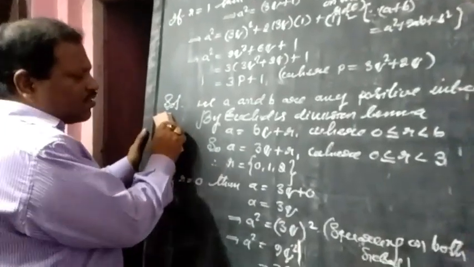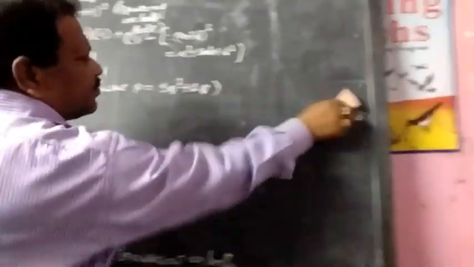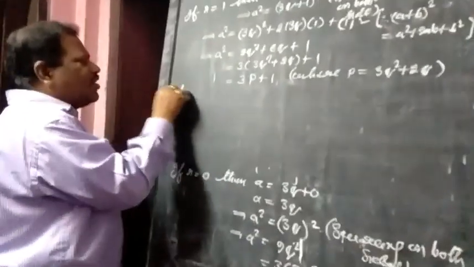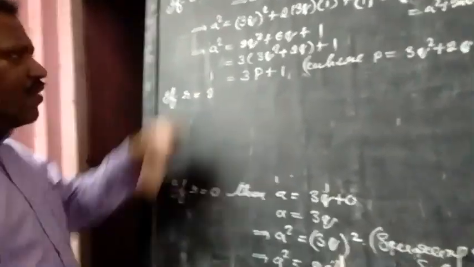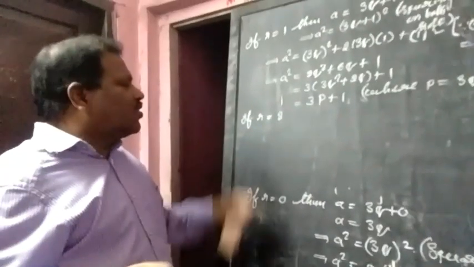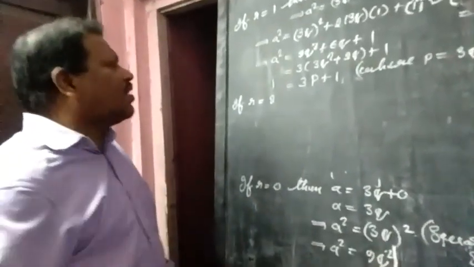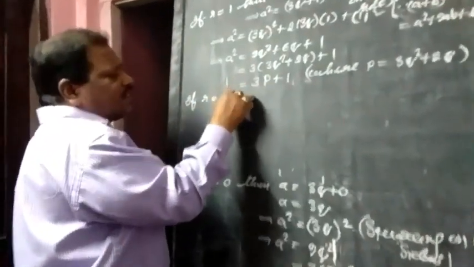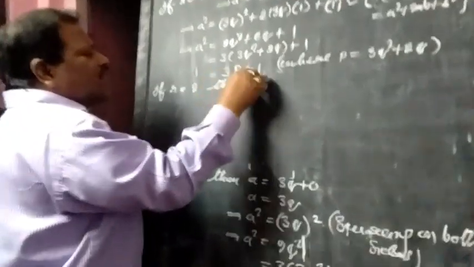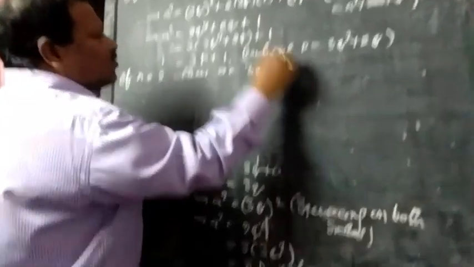Now the third case, where R is equal to 2. Already we did 0 and 1; the remainders are 0, 1, 2. The 0 case we rewrite in the form 3P, and the R equal to 1 case in the form 3P plus 1. Now R is equal to 2, then A is equal to 3Q plus 2.